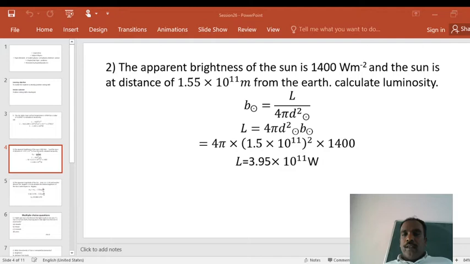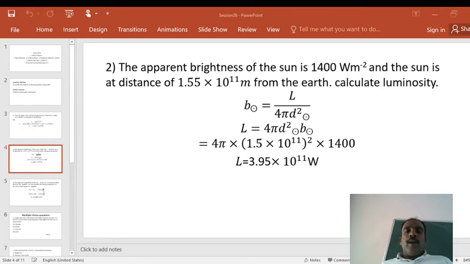Now the apparent brightness B naught is 1400, and the sun is at a distance D of 1.55 into 10 raised to 11 meter from the earth. Calculate the luminosity. Using the brightness B naught is equal to L by area, where area is 4 pi D naught square, L is equal to 4 pi D naught square into B naught. So 4 pi into D square, D square is 1.55 into 10 raised to 11 whole square, into B naught is equal to 1400. Substitute and simplify. We get L is equal to 3.95 into 10 raised to 11 watts.